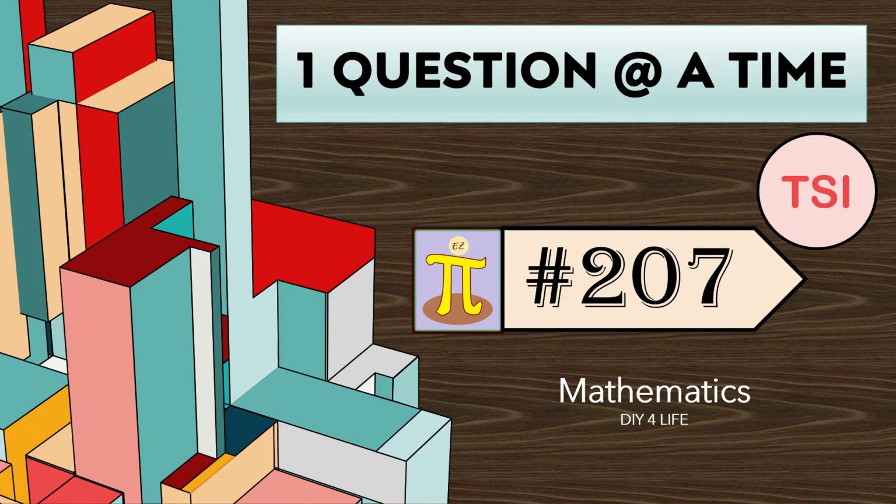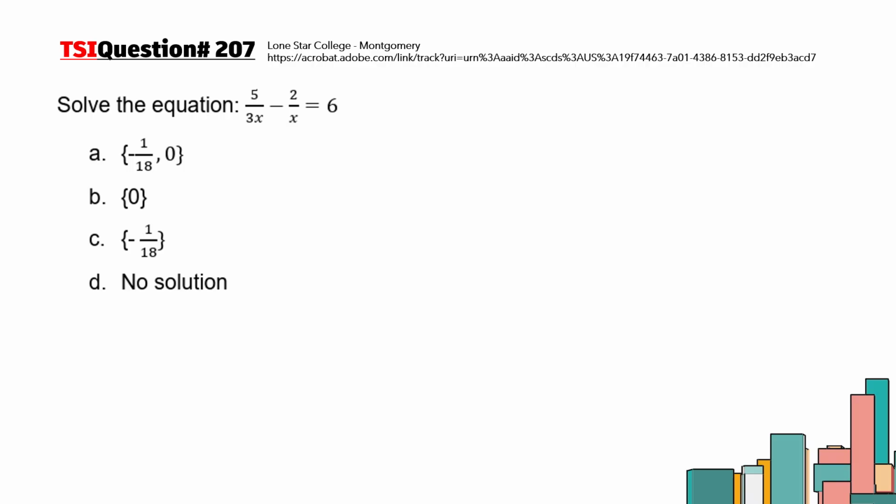Question number 207. Solve the equation 5 over 3x minus 2 over x equals 6.